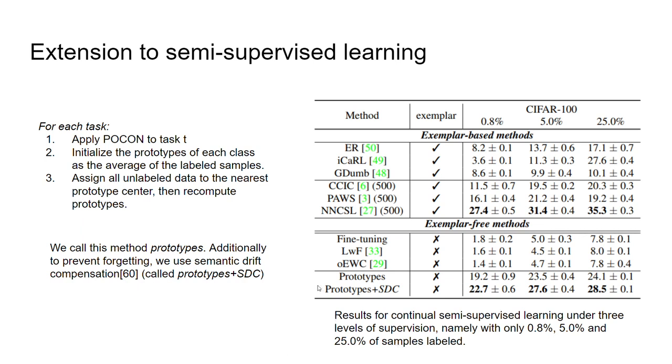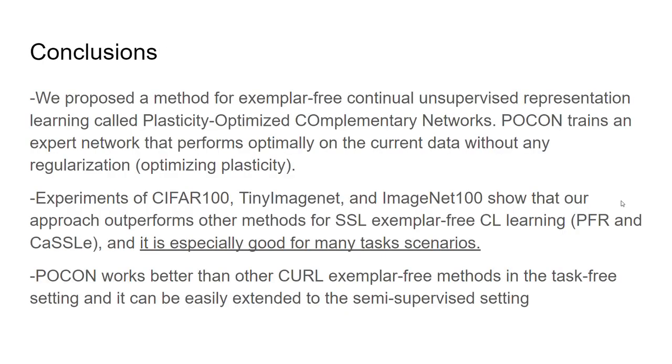As we can see here, in the comparison against other exemplar-free methods, we are far better than the others. And if we compare against exemplar-based methods, the first three, ER, iCaRL, and LUMP, we are already better than them in the last task accuracy. But furthermore, if we compare against exemplar-based methods that use 500 exemplars, such as NNCSL or PAWS, we are almost reaching the state of the art of semi-supervised learning without using any exemplars.